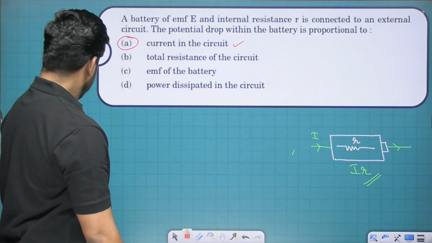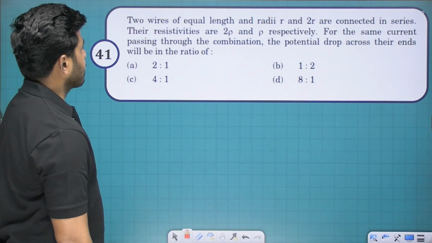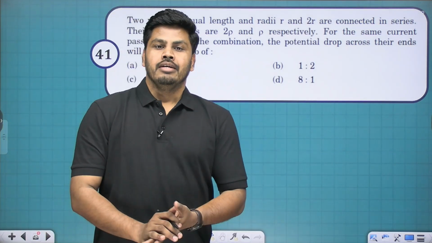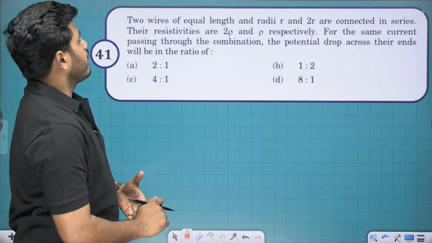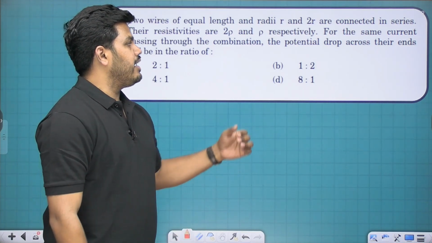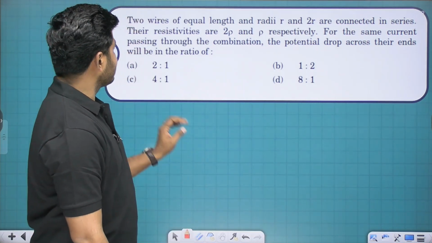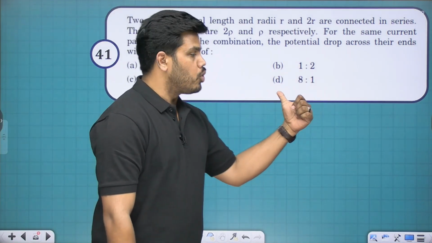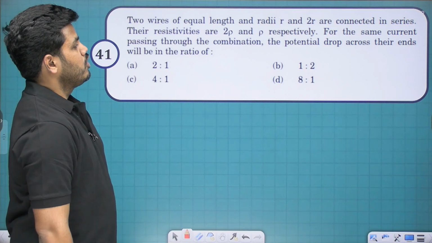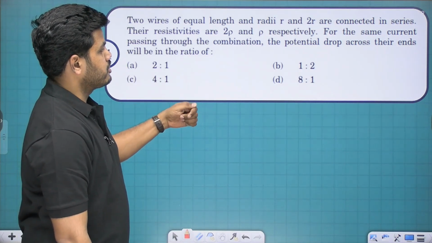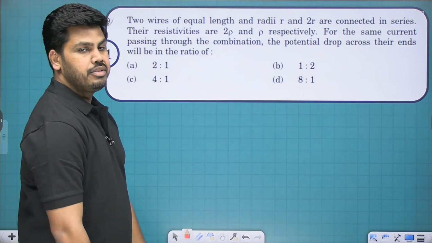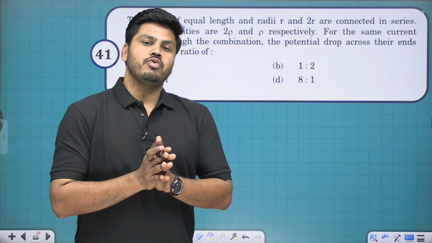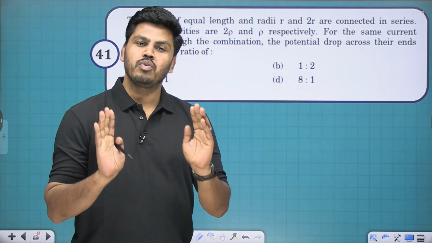Okay, yes. Question number 41. The question is about two wires of equal length and radii R and 2R connected in series. Their resistivities are 2 rho and rho respectively. For the same current passing through the combination, the potential drop across their ends will be in the ratio of. You are asked to find the potential drop across a given wire.